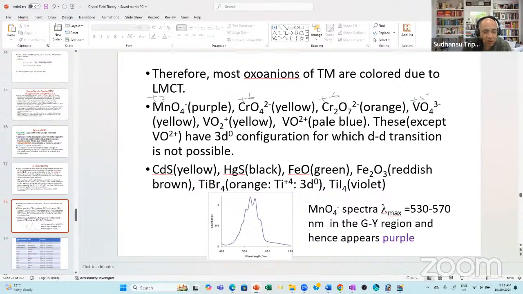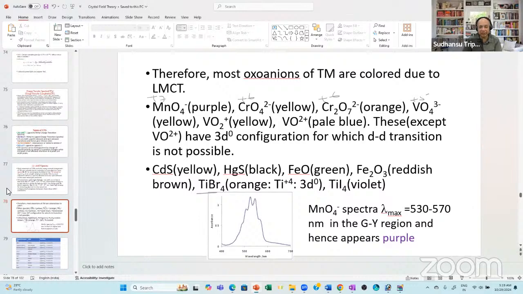Similarly, these are not complexes but compounds of transition metals. CdS is yellow, mercuric sulfide, ferrous oxide, all these transition metal compounds, sulfides, oxides, they are colored because of CTS. And here titanium tetrabromide is orange, deep orange, intensely orange color. It is not due to DD transition. You can call it tetrabromido titanium 4, there is no harm in that. But the color is not due to DD transition.